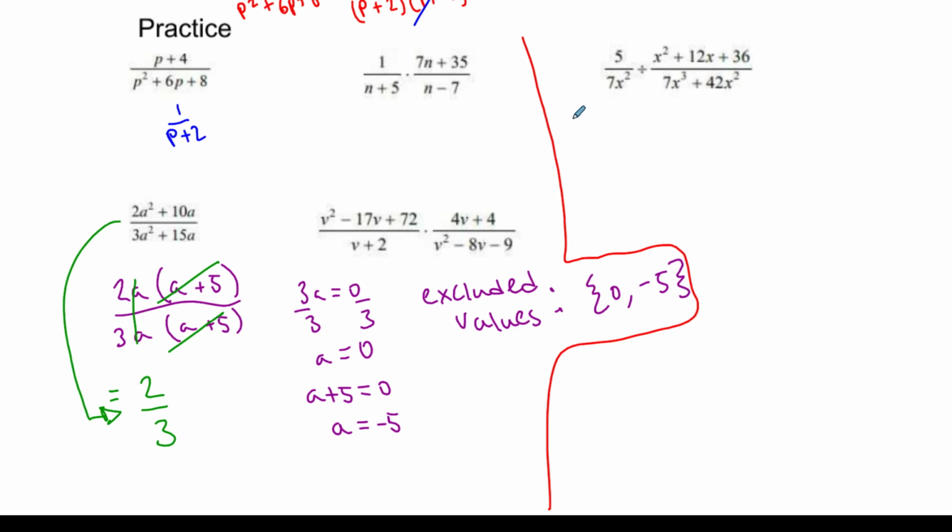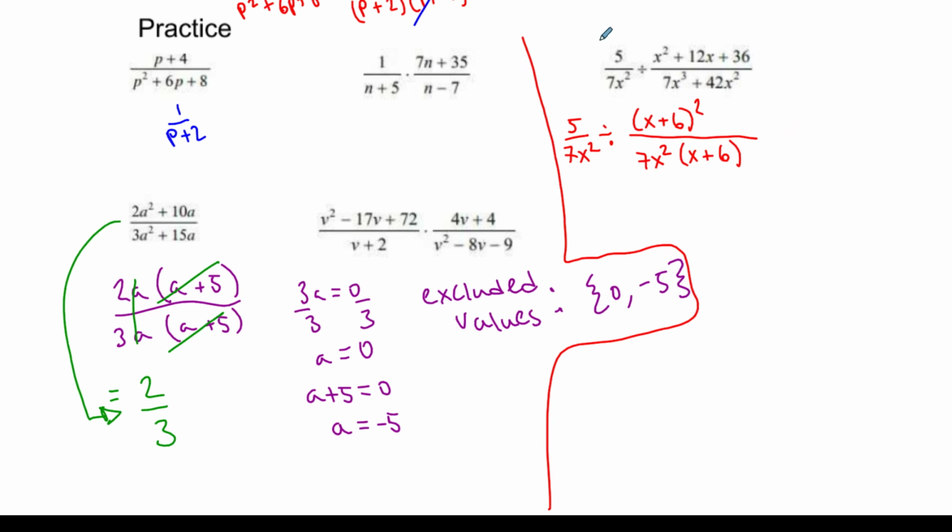So let's see. If I factor the top, 6 times 6 is 36, and 6 plus 6 is 12. So I have x plus 6 squared on top. On the bottom, 7 and 42 are both divisible by 7. I have an x squared that I can take out of both terms. And if I divide both terms by 7x squared, I'm left with x plus 6.